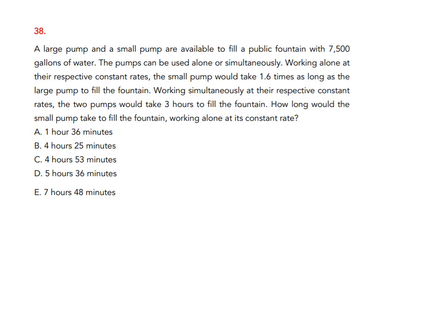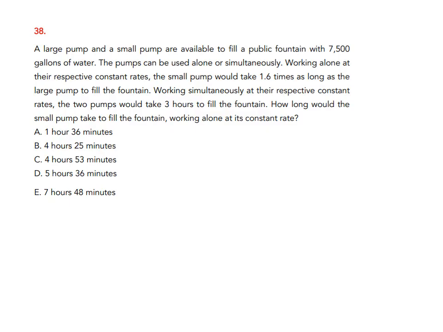A large pump and a small pump are available to fill a public fountain with 7,500 gallons of water. The pumps can be used alone or simultaneously, working alone at their respective constant rates. The small pump would take 1.6 times as long as the large pump to fill the fountain. Okay, so S is equal to 1.6 L, if S and L are the times.